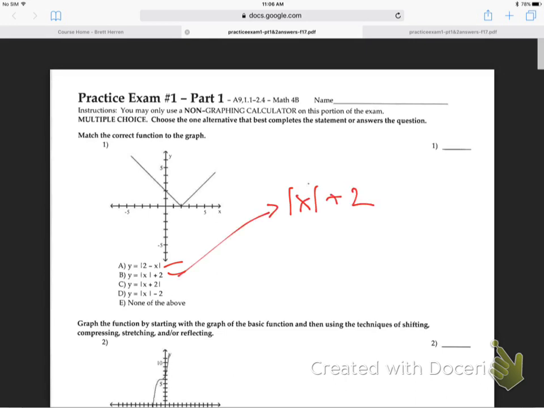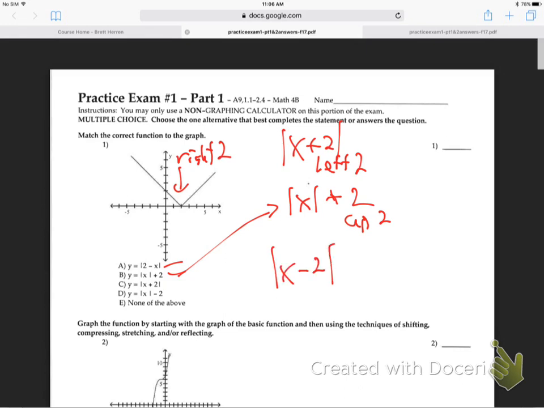Absolute value of x plus 2. Why is that wrong? It influences the y. That's a y effector, huh? That would mean up 2, wouldn't it? Whereas if the x is in there like that, what does it mean when it's in there? That means left 2, because x always does the opposite. Plus is actually left, minus is actually right. And this one has been moved right 2. So we're thinking it's probably like absolute value of x minus 2, aren't we?